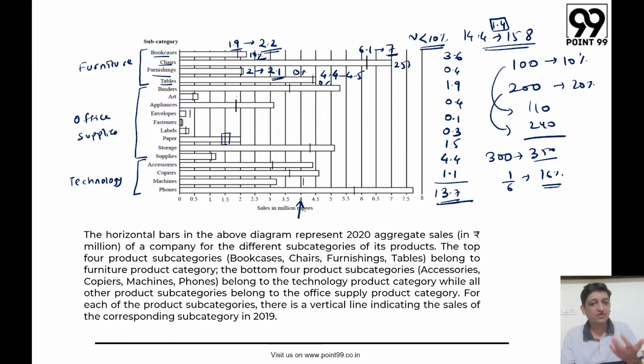ठीक है. In other words, if this is at 4, 2020 का नंबर should be at least 5. ये ध्यान में रख लेना. ठीक है. अगर ये 4 पे है तो वो 5 से ऊपर होना चाहिए. In other words, 2020 का नंबर should definitely be greater than 5. अगर 2019 का नंबर is greater than 4, 2020 का नंबर should be greater by 25% और should definitely be greater than 5. So we will eliminate all those lines जहां पे 2019 is not greater than 4 और 2020 is not greater than 5.